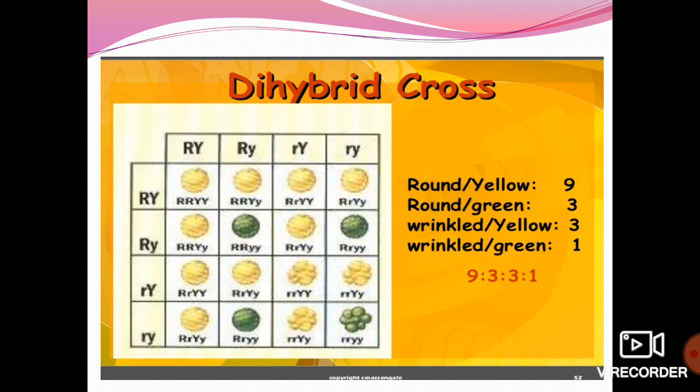9:3:3:1 is the phenotypic dihybrid ratio for classical genetics. Of course, the genotypic ratio of this particular dihybrid cross would be 1:2:2:4:1:2:1:2:1, which is 12-24-12-1. That means you have to remember this word 12-24-12-1. That means you write first 12, then you write 24, then you write 12 and 1.